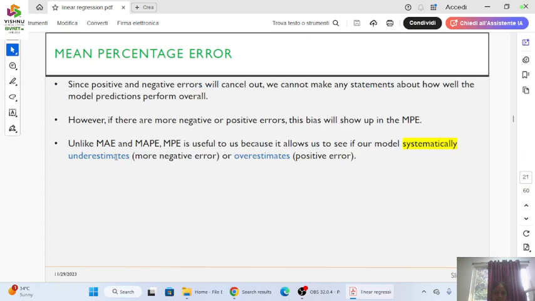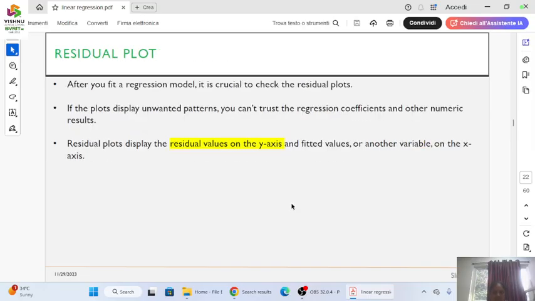Finally, unlike MAE and MAPE, MPE is also useful. It allows you to see whether our model systematically underestimates, with a more negative error, or a positive error. And for the residual plot, as in correlation you observe the scatter plot, here the residual plots also. After you fit a regression model, it is crucial to check the residual plots. If the plots display unwanted patterns, you can't trust the regression coefficients and other numerical results, right? Residual plots display the residual values on the y-axis and fitted values or another variable on the x-axis.